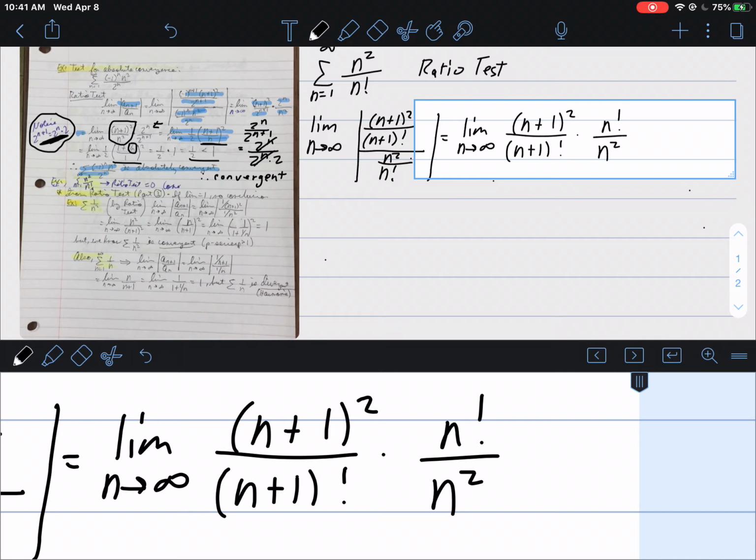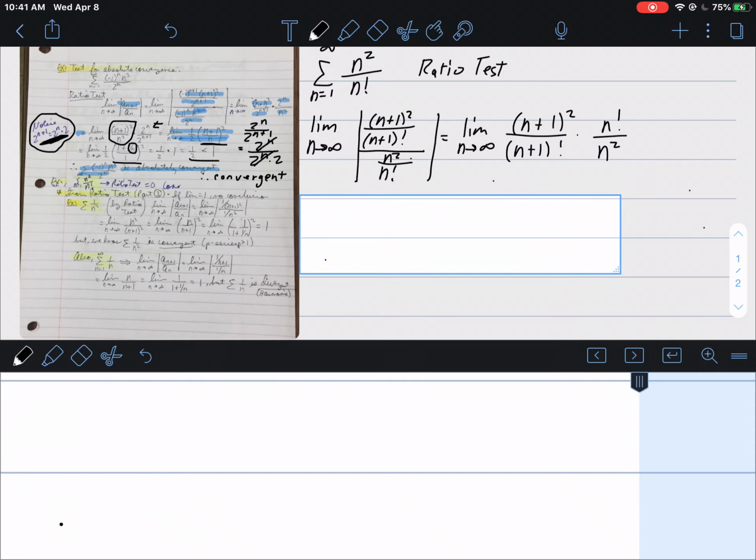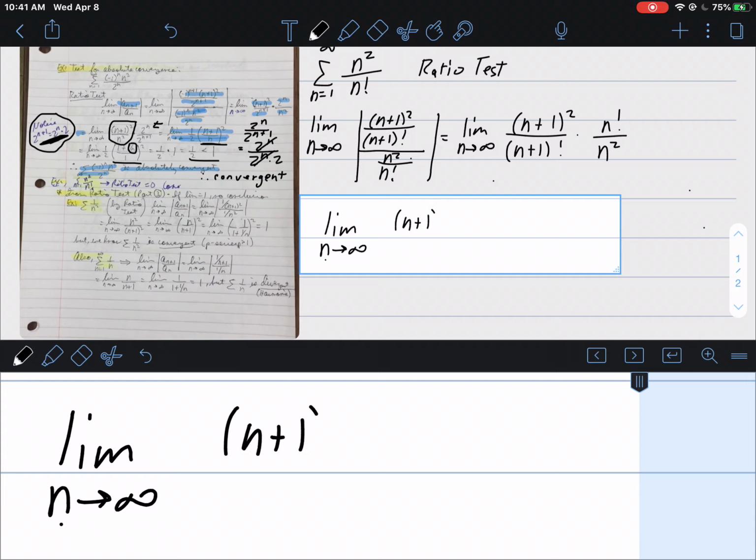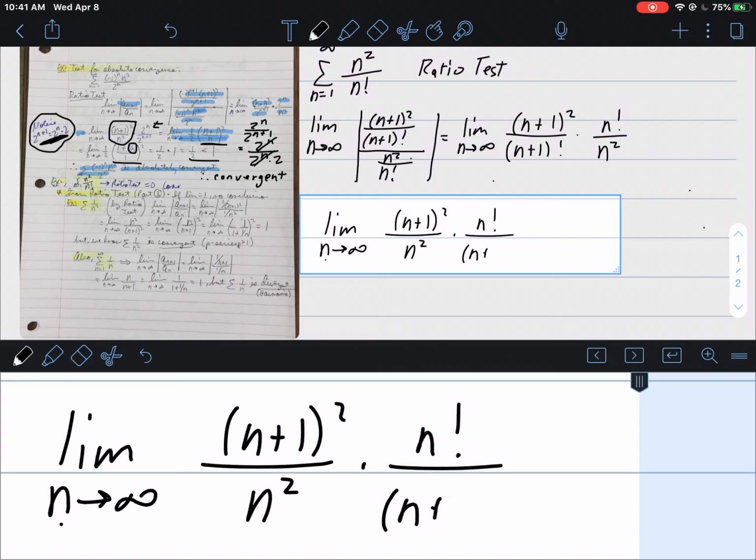Now I'm going to play the little game I played with the previous one. Let's just rearrange those factors. This is really done for convenience's sake more than anything else, just because it looks a little nicer. So I'm going to put the n plus 1 squared over n squared, and then I'm going to rewrite with the n factorial over n plus 1 factorial. Again, that's just to make it look a little nicer and easier to keep track of those things. But it's not absolutely necessary that you do that.